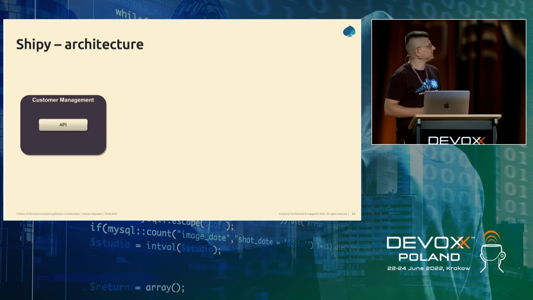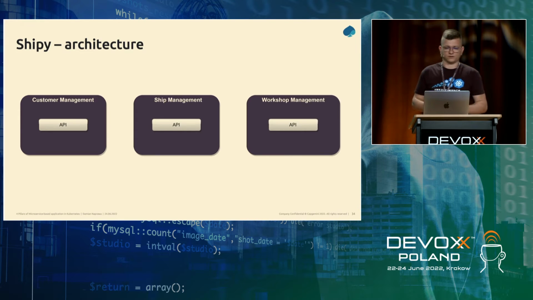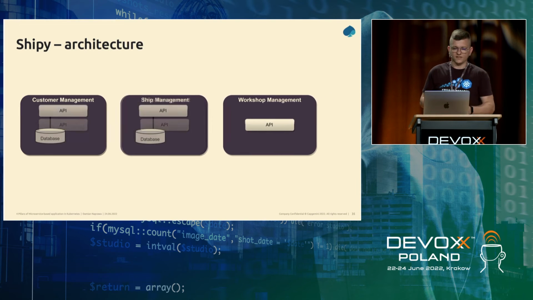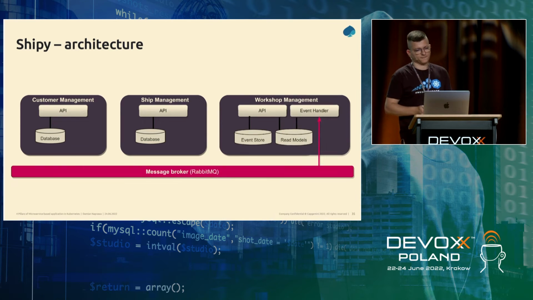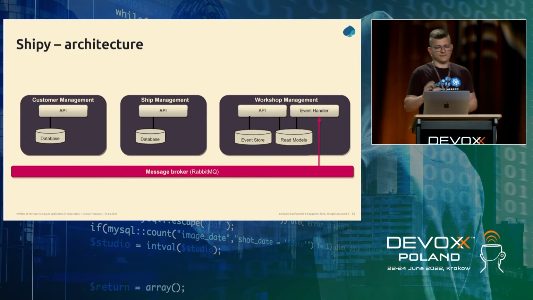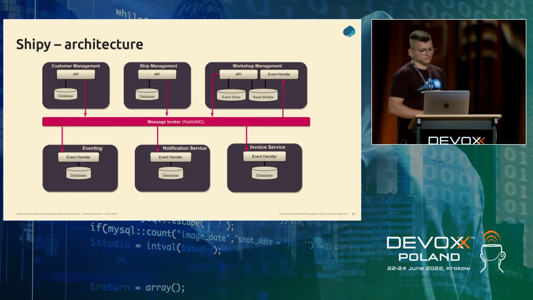So here's the architecture. We'll have the customer management module, ship management, and workshop management, the three core components of the system. Each of these components will have its own database. And the third component, like workshop management, will be divided into two separate components. It will be API part and event handler part, because we will use asynchronous communication using RabbitMQ. The basic architecture looks like this, so please take a look.